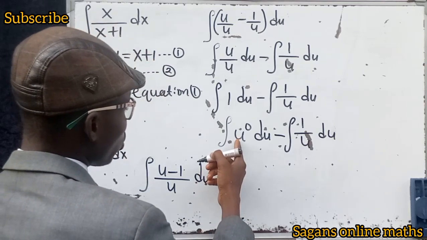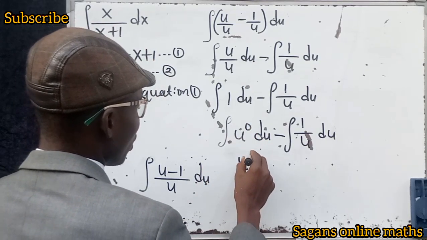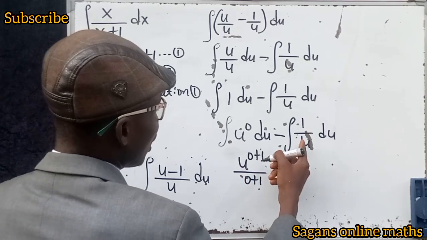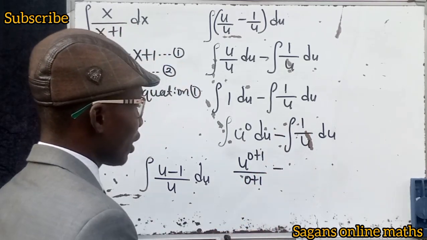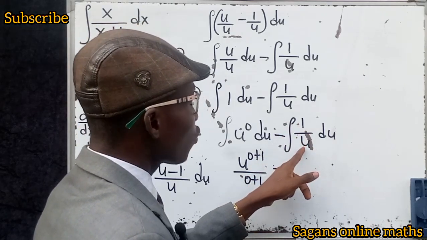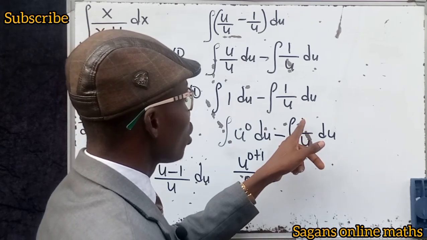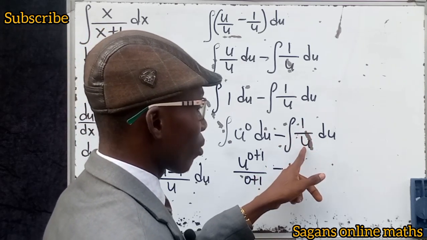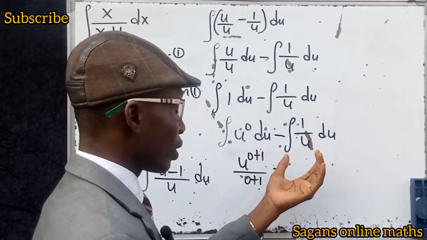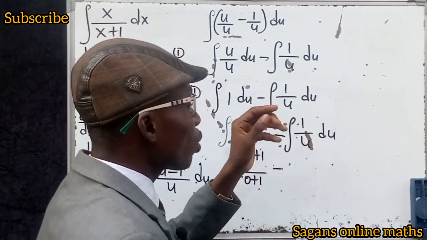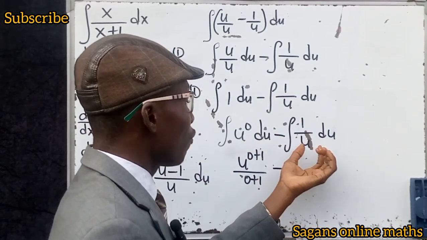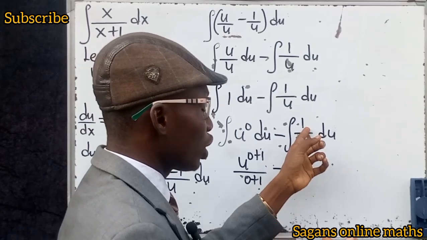Now, if we integrate u to the power of 0 with respect to u, this is u to the power of 0 plus 1, divided by 0 plus 1. Then minus, if you integrate this, I want you to understand something very interesting here. The numerator is 1 and the denominator is u. If we differentiate the denominator and it looks exactly like the numerator, that means we have to take the natural logarithm of the denominator.